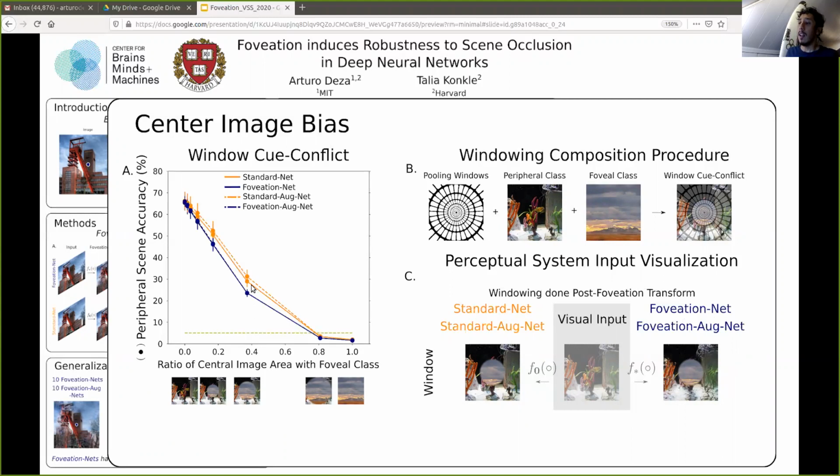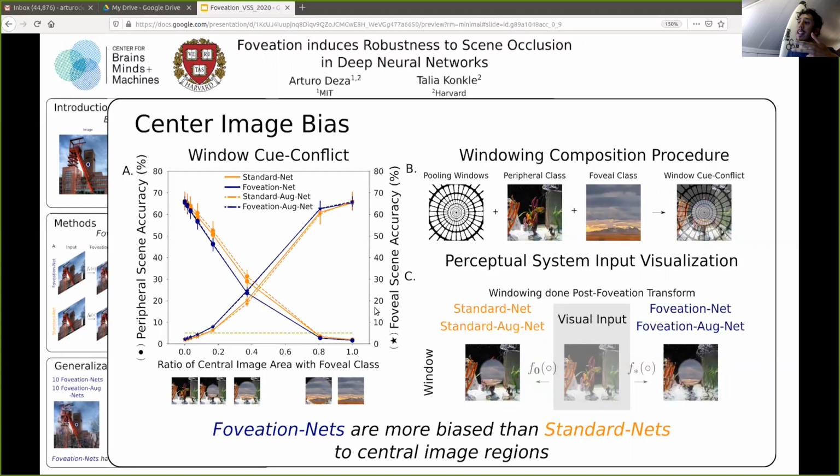We noticed that non-foveated systems actually perform better than foveated systems, which means that they're less biased to the cue-conflicting information in the fovea. And if we flip that test the other way around, we find the opposite, where foveated systems are more biased to this cue-conflicting stimuli than non-foveated systems when they have to perform accuracy for the foveated class. So from here, if we localize a point of subjective equality for each one of these perceptual systems, we can conclude that foveation nets are more biased than standard nets to central image regions because they need less foveal area to arrive at the same point of subjective equality.